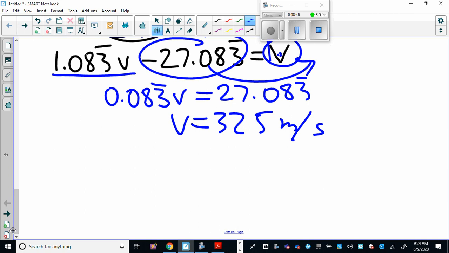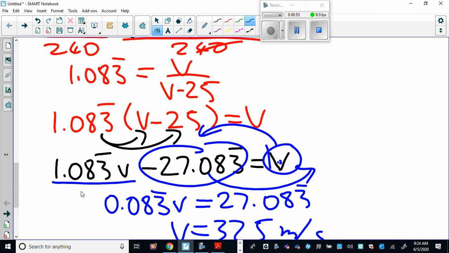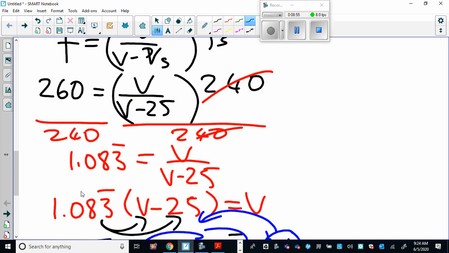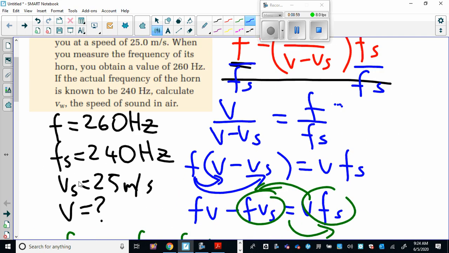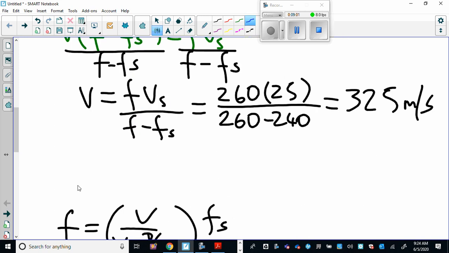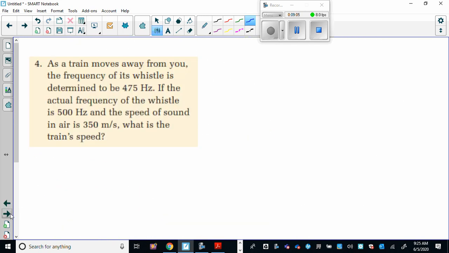All right. So as you can see, the second way is just plugging the numbers in. Well, it's a little less convoluted and complicated than the first way, I would say. But they're both good. Number 4 says as a train moves away from you, so it's going to be plus.